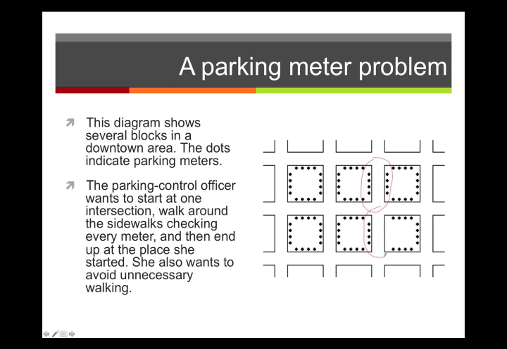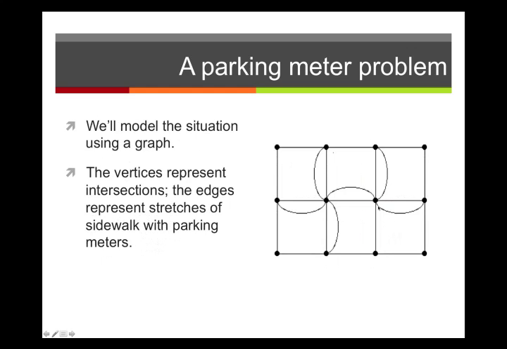However, if you take a look at this stretch of street, you'll see there's something funny. There are no parking meters over here on this side. Maybe it's City Hall or something like that, and you're not allowed to park there. And so when we look at the graph, we notice that here we've drawn only a single edge right here, not a double edge. Okay? So this is the graph that represents her problem.